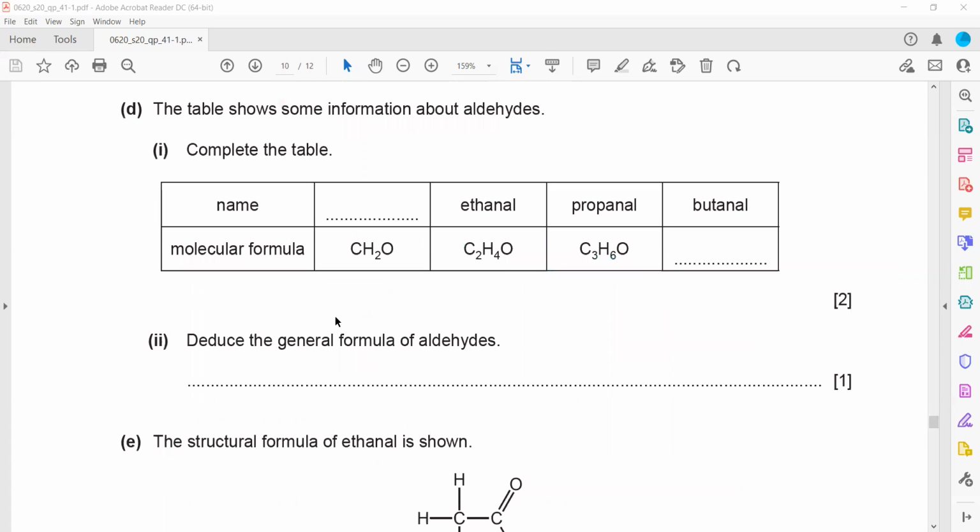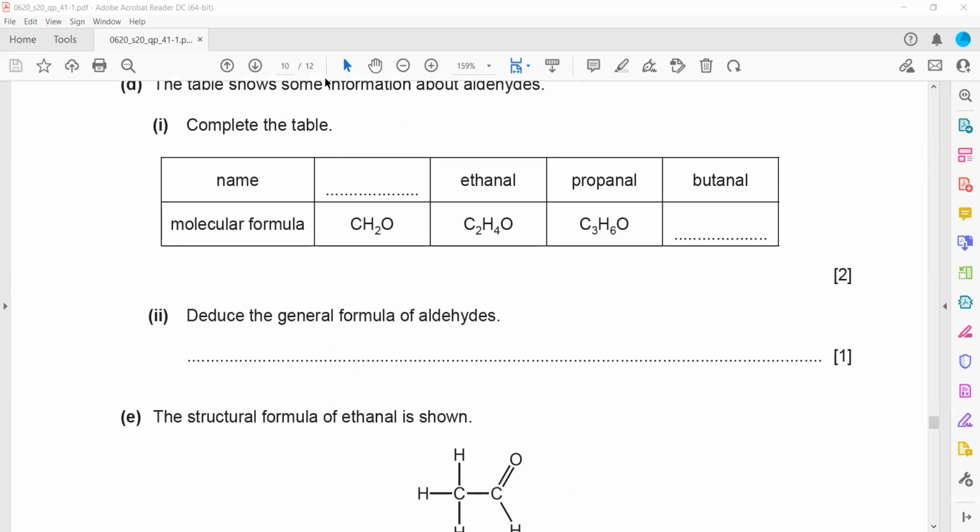The table shows some information about aldehydes. Deduce the general formula of aldehyde. So different aldehydes are given, and we have to deduce the general formula. Look, if carbon is 1, hydrogen is 2, and oxygen is 1. If carbon is 2, hydrogen is 4, oxygen is 1. If carbon is 3, hydrogen is 6, oxygen is 1.